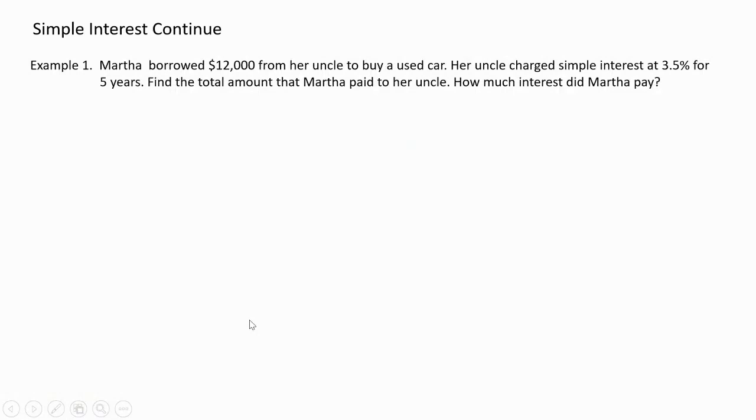Okay, example number 1. Martha borrowed $12,000 from her uncle to buy a used car. Her uncle charged simple interest at 3.5% for 5 years. Find the total amount that Martha paid to her uncle, and how much interest did Martha pay? Okay, now, which formula are we going to use? Is it this one, or the one looking for the future value or looking for the interest?